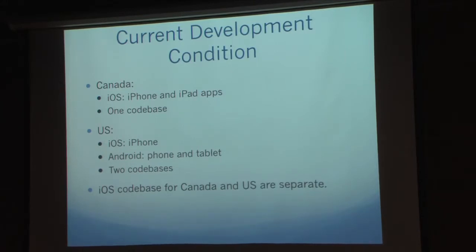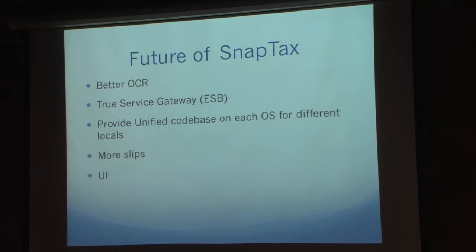Going into our next slide, it's kind of what's the future of SnapTax, and it's really trying to consolidate all of our services and make things unified. Hopefully at that point, whatever changes the US does, Canada will be able to take advantage of. Whatever changes this other portion of the corporation, Android, makes, we can quickly migrate to the iOS portion. And we want to move to a true service gateway in ESB.